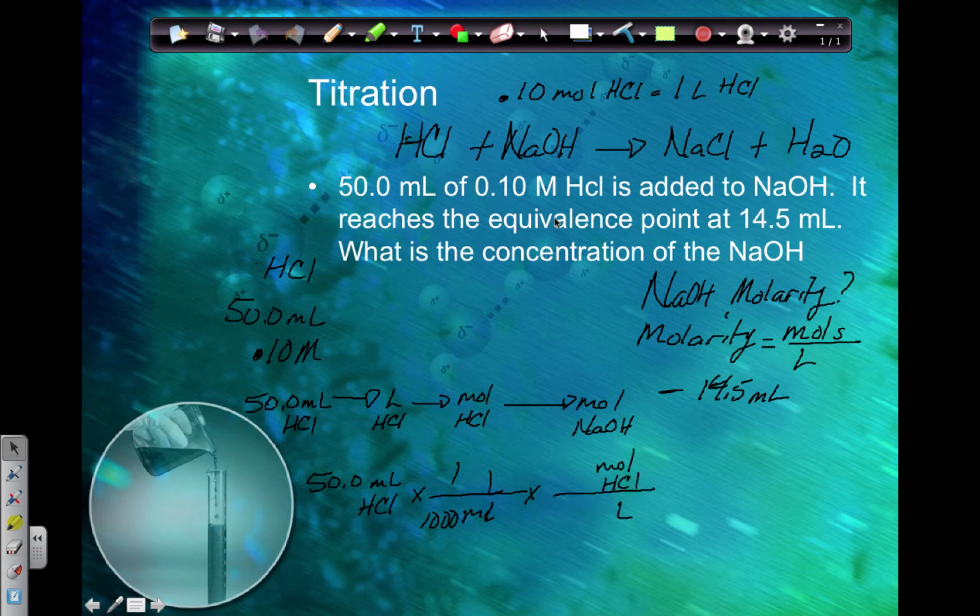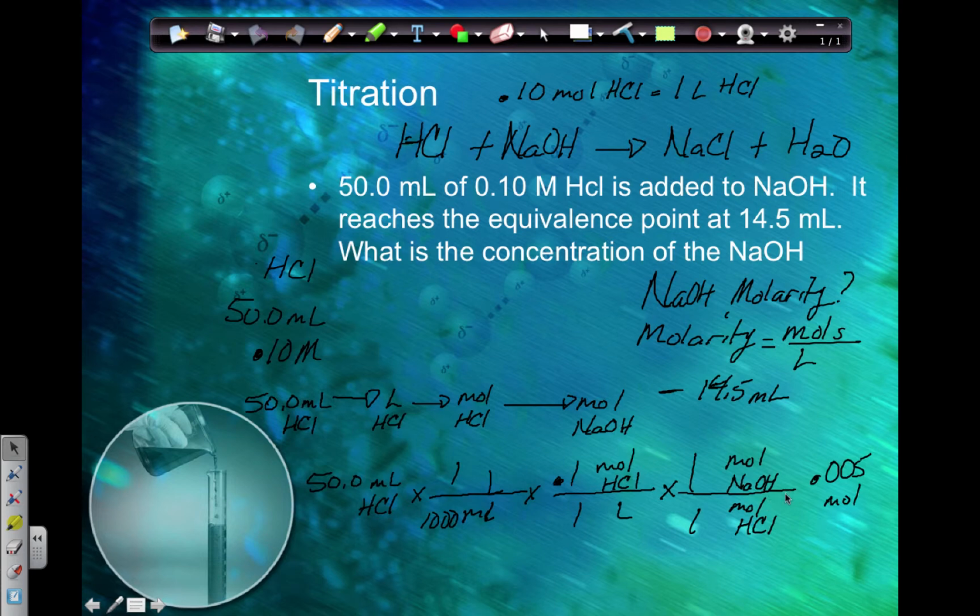So now I'm going to use my molarity. I have 0.1 moles over 1 liter. And then I can go to moles of sodium hydroxide. Moles on top of moles, I use the coefficients, so it's 1 and 1. All right, so now I'll do the math. All right, so I should get 0.005 moles.